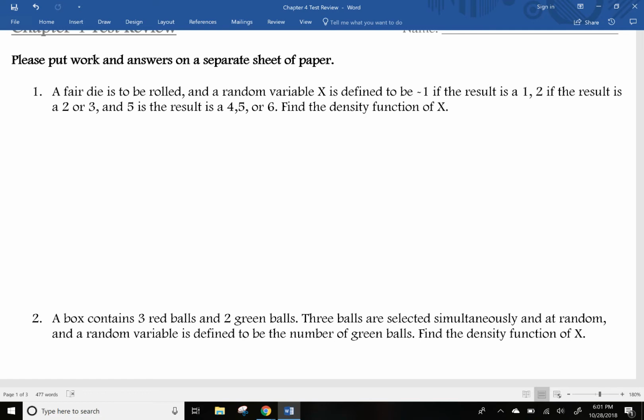So, number 1, a fair die is to be rolled, and a random variable x is defined to be -1 if the result is a 1, 2 if the result is a 2 or 3, and 5 if the result is a 4, 5, or 6. Find the density function of x. So remember, density function just means a table, basically. A density function is a table where you have your random variable x, and then the probability associated with that.